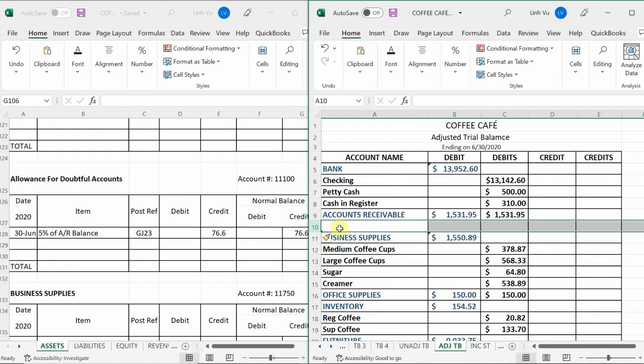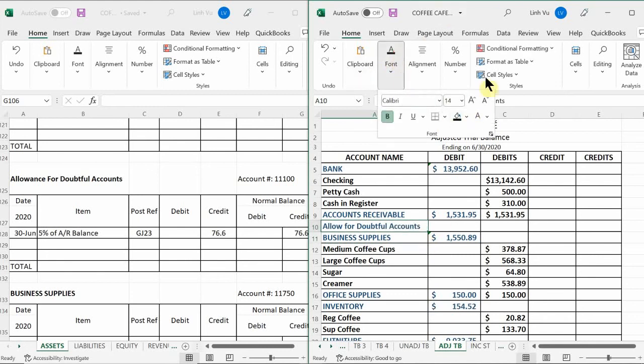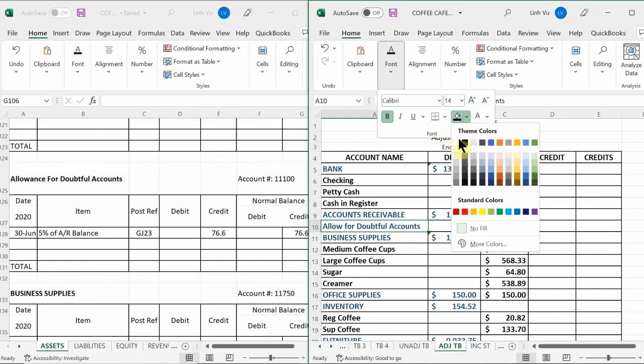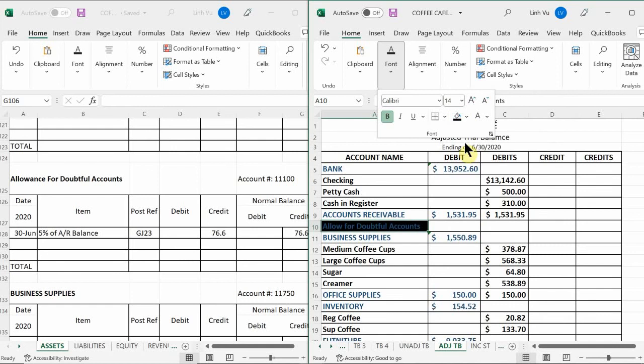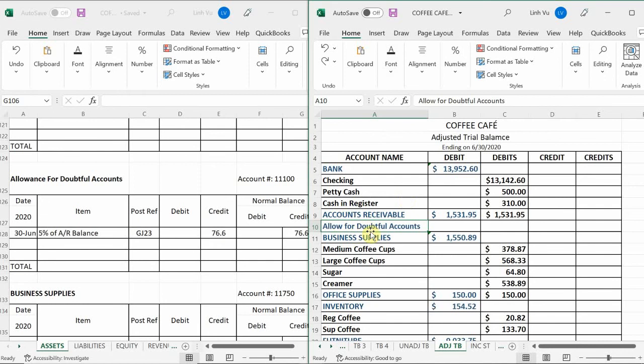So in this case, I'm going to insert a row. I clicked on my business supplies and inserted a row. And this is going to be the allowance for doubtful accounts. And again, this should be in black just because it is a sub account. However, it is going to reduce my main account. Or in this case, it is a contra account, excuse me.